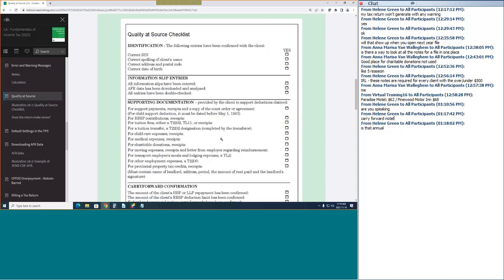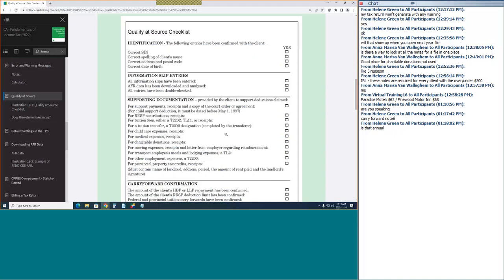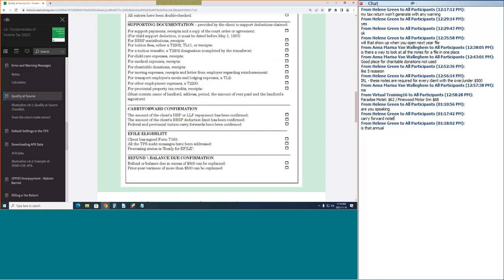This checklist is really helpful, especially for new associates, but really we should all be doing it. This checklist is helpful to make sure before you file that return that that return is audit proof, that when that return gets audited, you have everything you need that you are expecting to see. It's also going to have a few things that are mandatory.